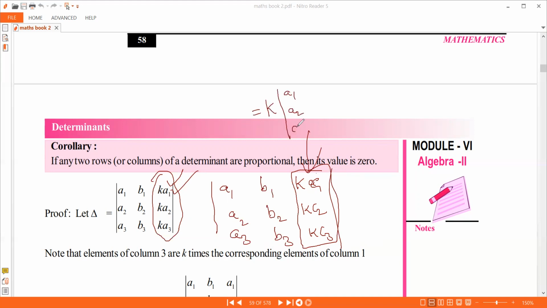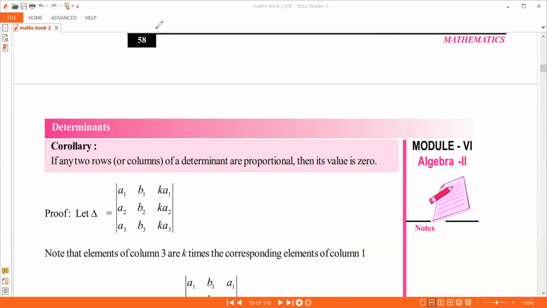A1, A2, A3, B1, B2, B3, C1, C2, C3. You can write this. Clear? So that's how you take something common. Okay. Clear? Fine. Now let's move on.